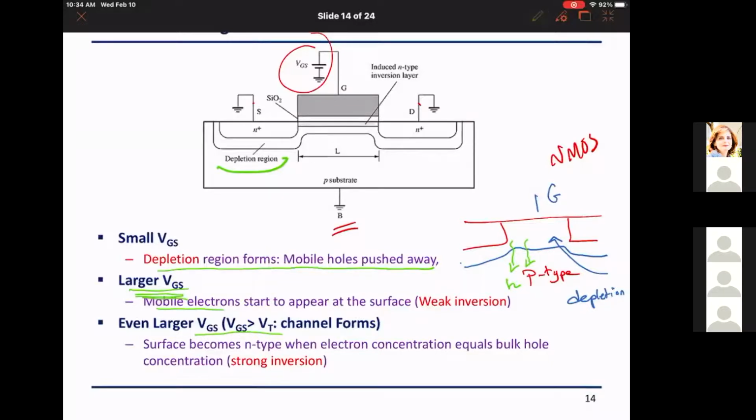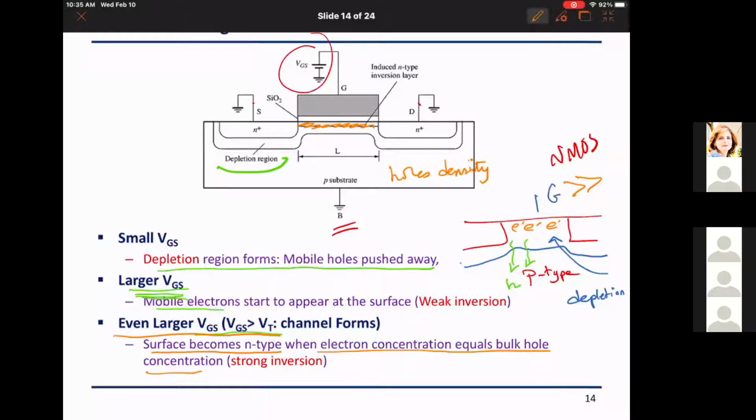as VGS increases, we will start to have mobile electrons appear at the surface. They will start to occupy the surface. And when VGS is large enough, such that the density of electrons at the surface becomes equal to the density of the holes below. Of course, you will not use this fact when we solve this, I'm just telling you what it is.